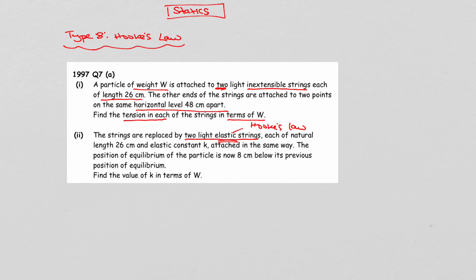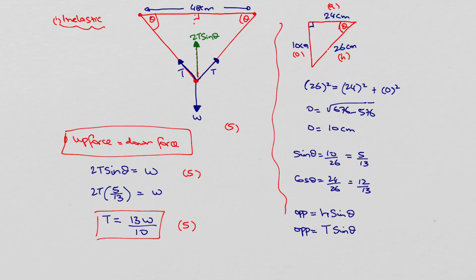And again, each of natural length 26 centimetres. So we're still talking about the same length of strings, but this time they're elastic. So when we apply a force, they're going to stretch, and it'll have an elastic constant of K. And the position of equilibrium of the particle is now 8 centimetres below its previous position of equilibrium. So in other words, the previous position of equilibrium was this position here.